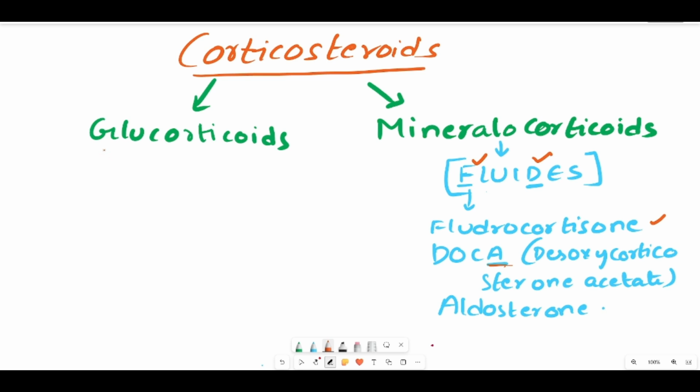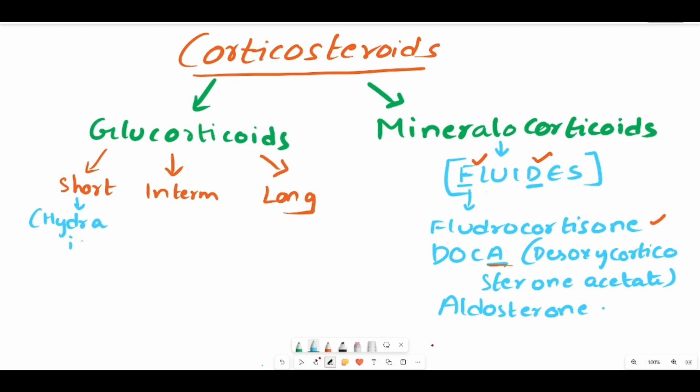Coming back to the first class, which is glucocorticoids, these are further divided into three classes. The first one is short acting, the second one is intermediate acting, and the third is long acting. To remember the drugs under these, for short, remember that Hydra is short. For intermediate, remember Primeth Triam Def. And for long acting, remember Dex Bet.